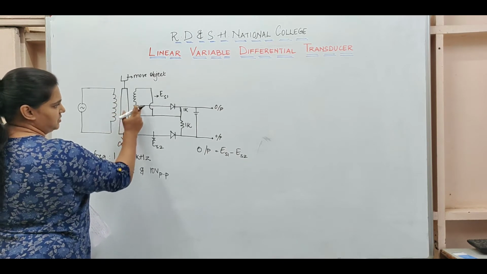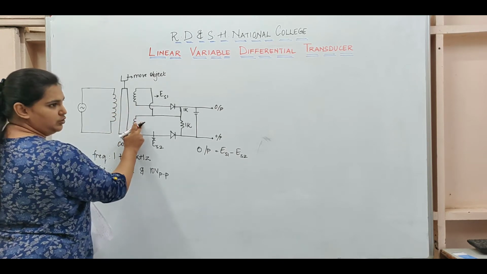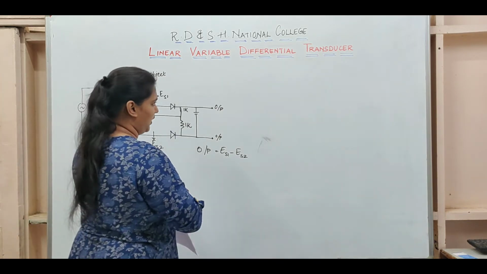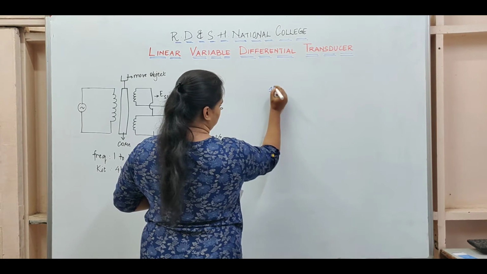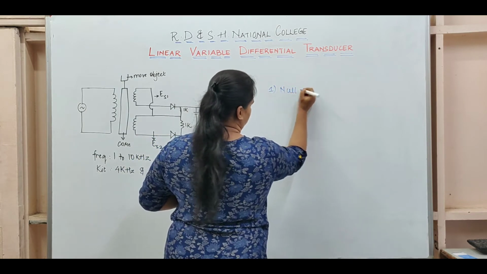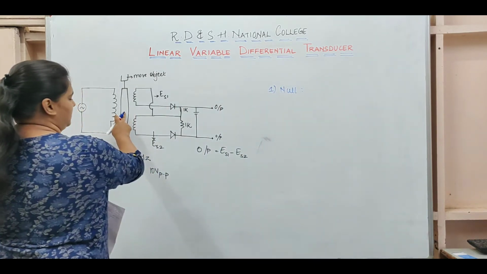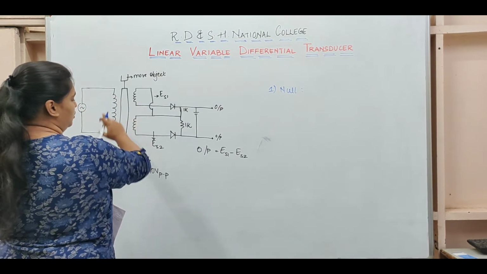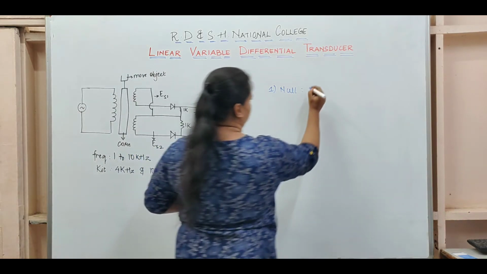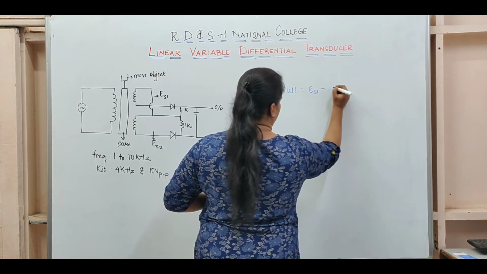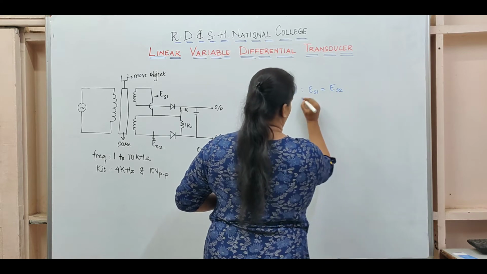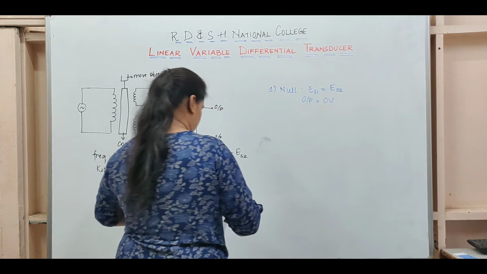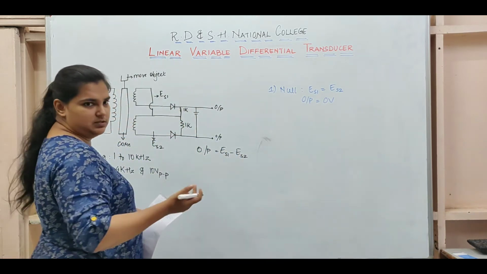So it is at equal distance from secondary coil 1 and secondary coil 2. Since it is at equal distance, that means ES1 will be equal to ES2. So I am saying at null position, the core is at equal distance from secondary coil 1 and 2. So the mutual inductance is same. Therefore ES1 will be equal to ES2, and at this point my output will be equal to 0 volts.